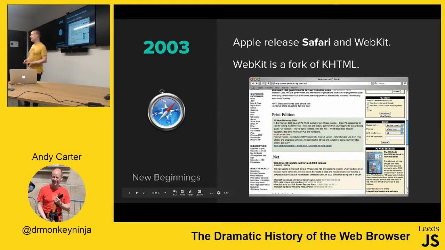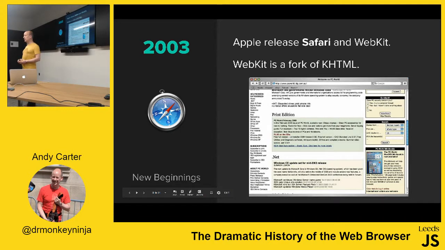So by 2003, Apple announced to the world that they were releasing Safari, their new web browser that used the WebKit rendering engine. And WebKit is a fork of KHTML. So they'd quietly forked the KHTML repositories a few years before, and they'd been developing it so it would work with their setup and how they wanted it.